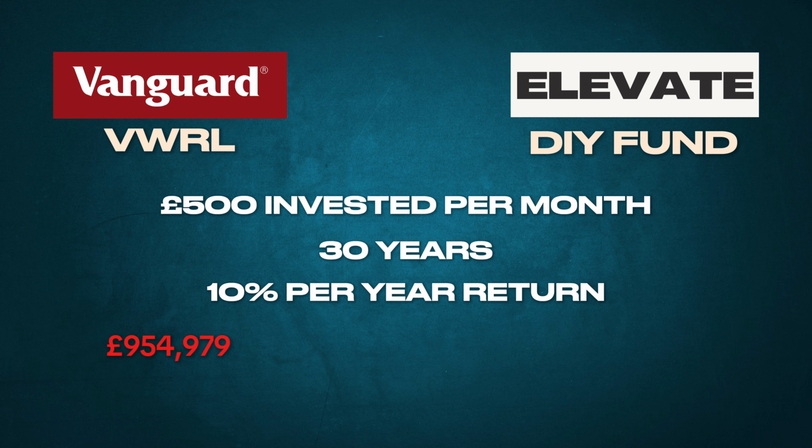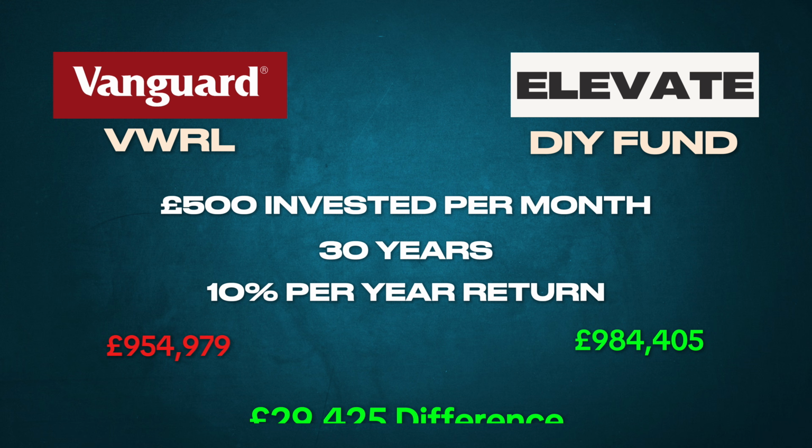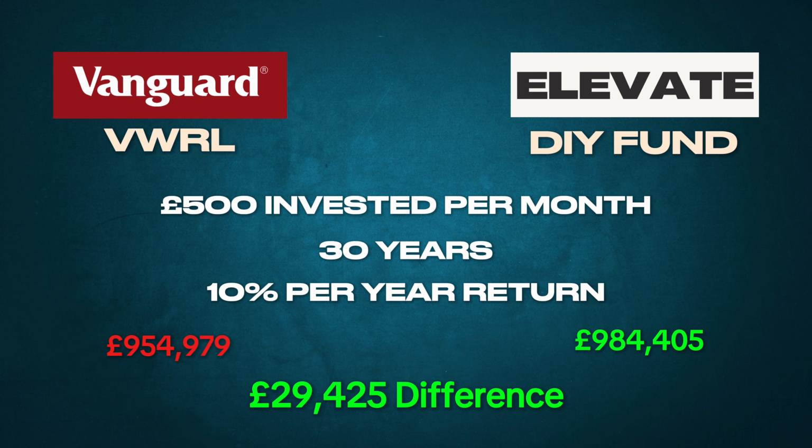to £954,979. However, our DIY fund with the lower fees will have grown to £984,405. That's a difference of almost £30,000 that you would have been out of pocket purely down to the higher fees taking a cut of your market gains over the long term. This really highlights the point that even though these percentages might seem really small at the start, they can also snowball similar to that of your investments and cost you a lot in the long run.